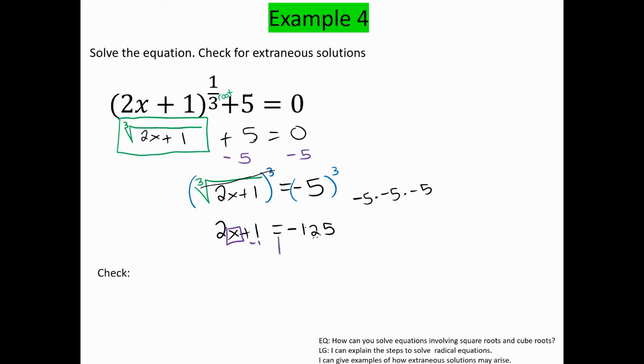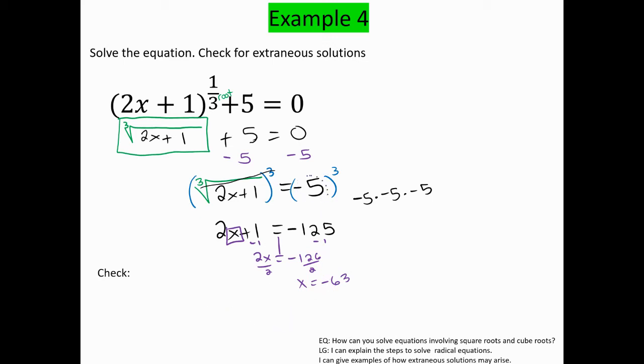Now we're going to use box and wall and solve like normal. So we're going to subtract 1. I'm going to have to start writing really small here. So 2x equals negative 126. Divide by 2. So x is going to equal negative 63. This is called short division. 2 divides into 12 6 times. 2 divides into 6 3 times, so it's 63. Now we got to check.